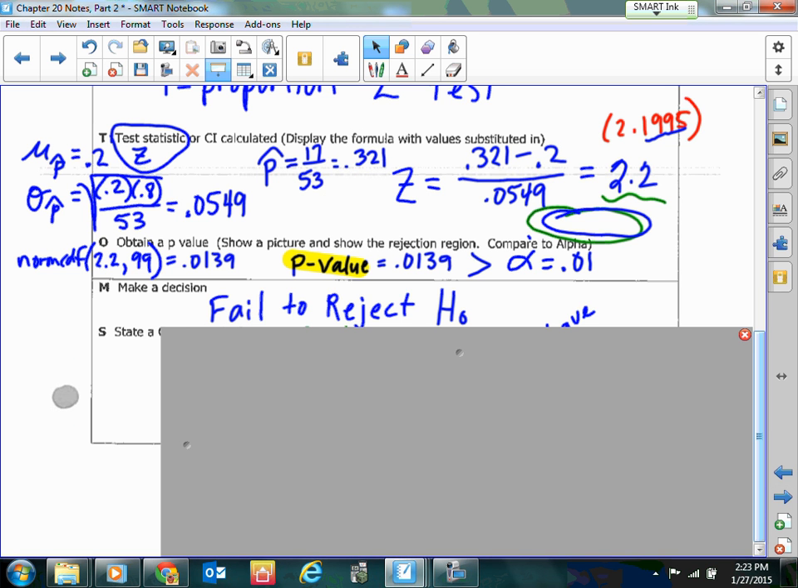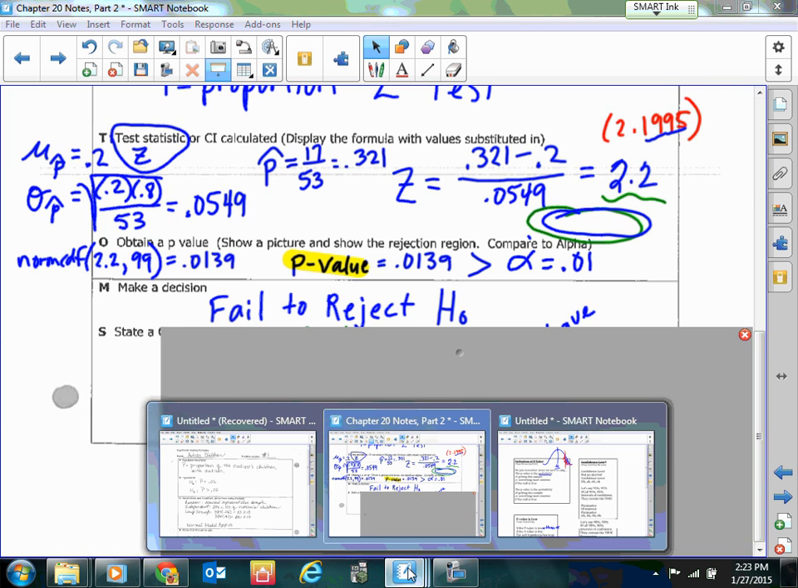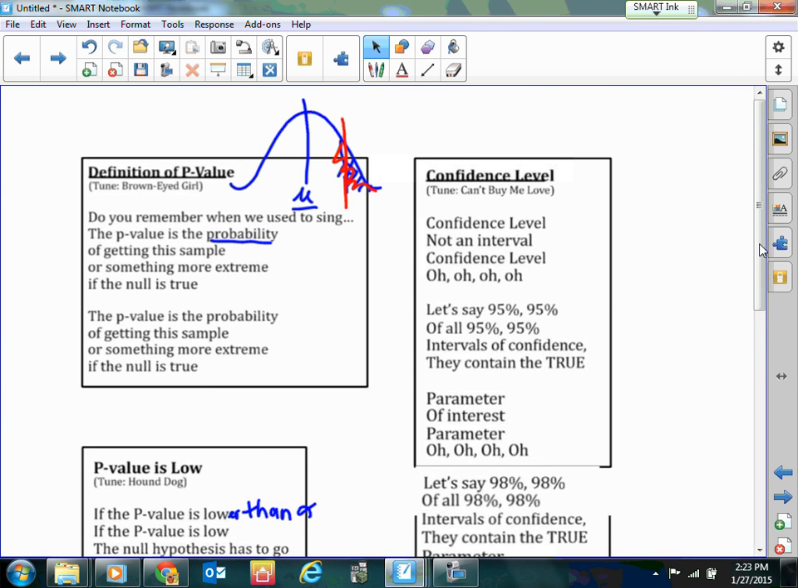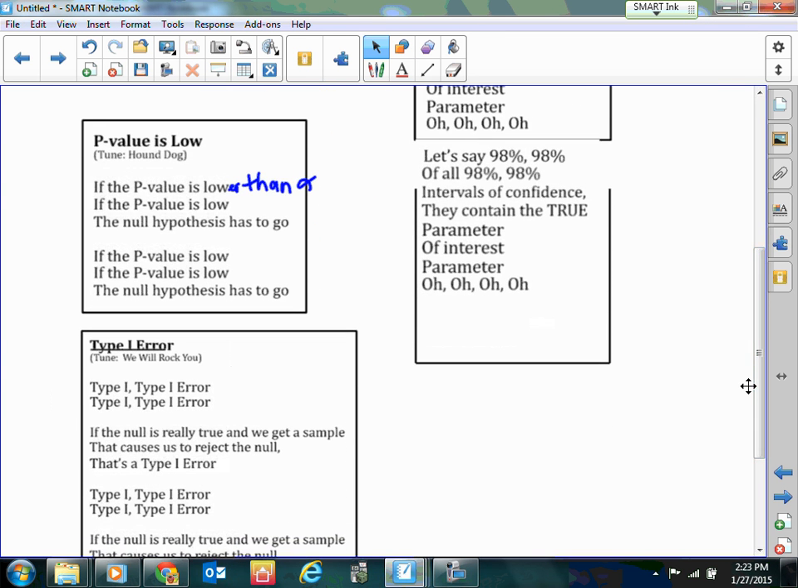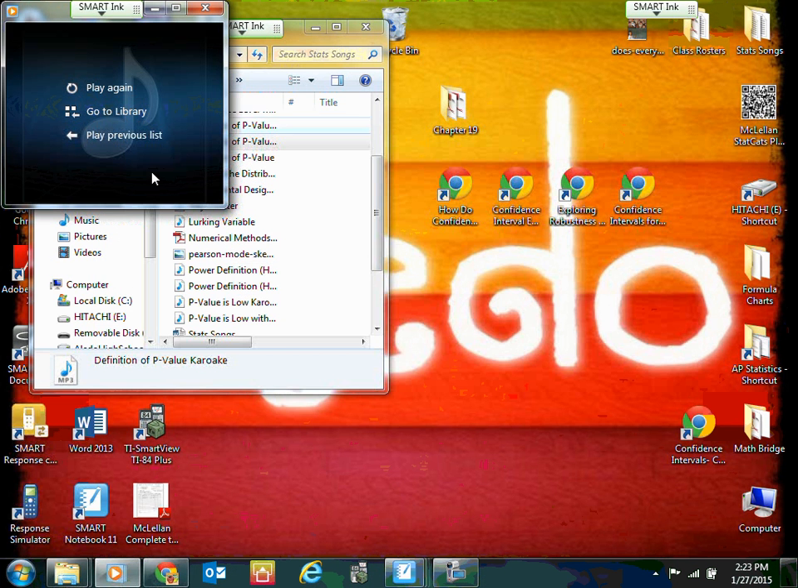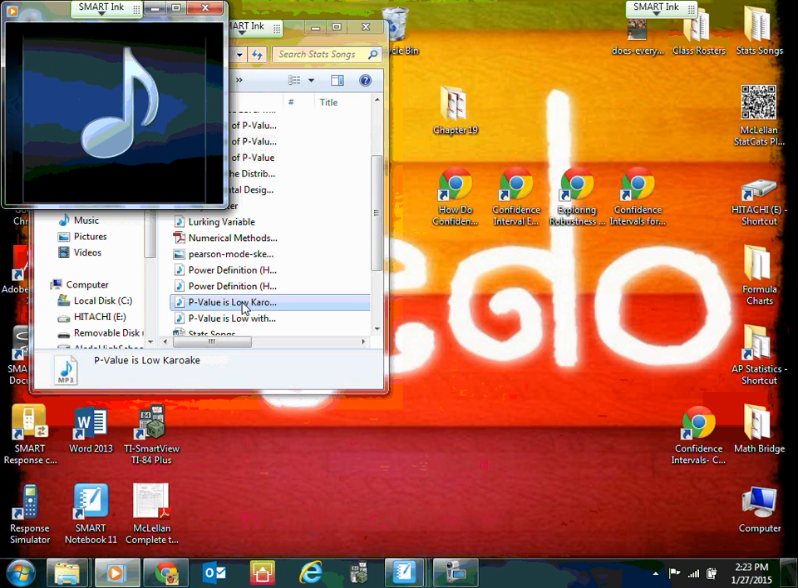Okay? So, in summary, if your p-value is low, the null hypothesis has to go. And that did not occur in this case, so we do not reject it. All right? So I've got another little ditty for you. Here's the p-value song. If the p-value is low, and by low I mean lower than alpha, then the null hypothesis has to go.